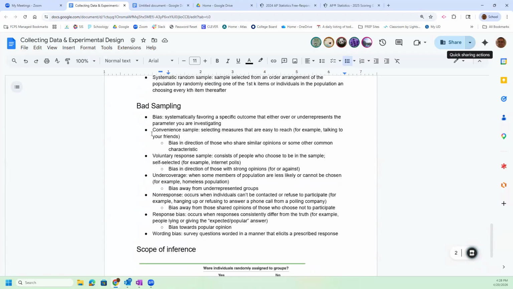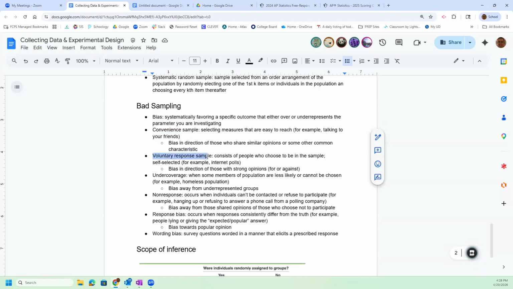Okay, so the most common ones are the ones you need to know about. Convenience sample: you do what's easy to you. It's going to have a bias in the direction of those who might share similar opinions. That's a convenience sample.